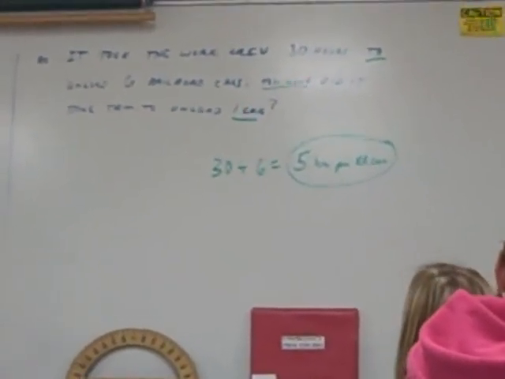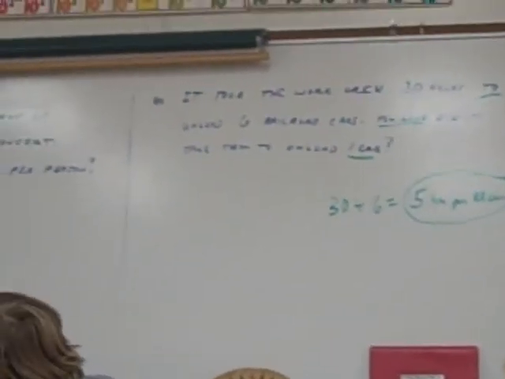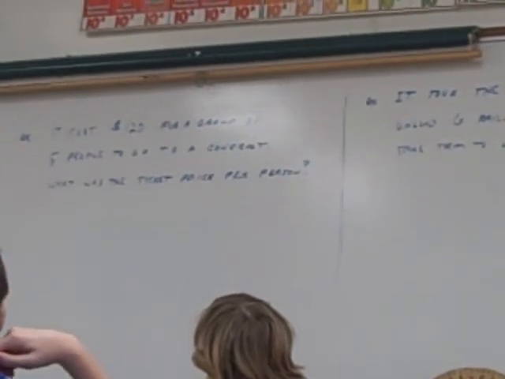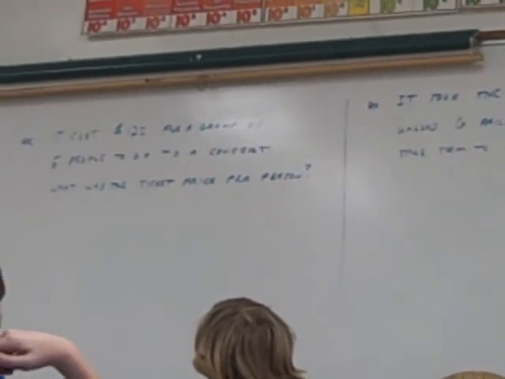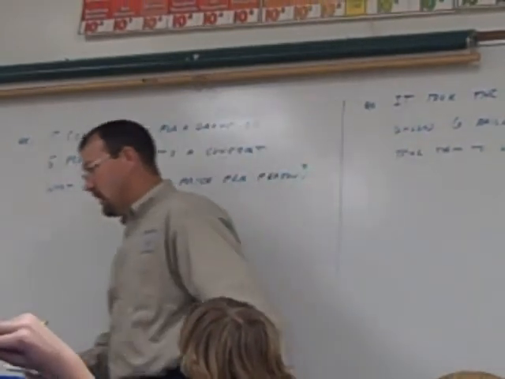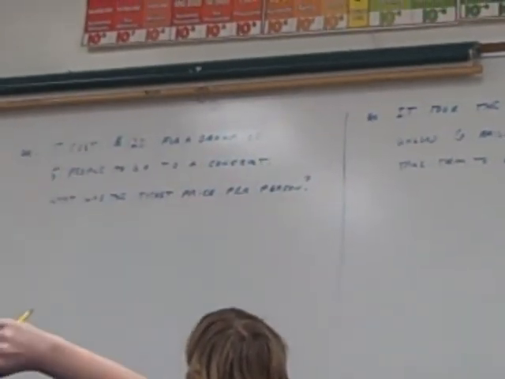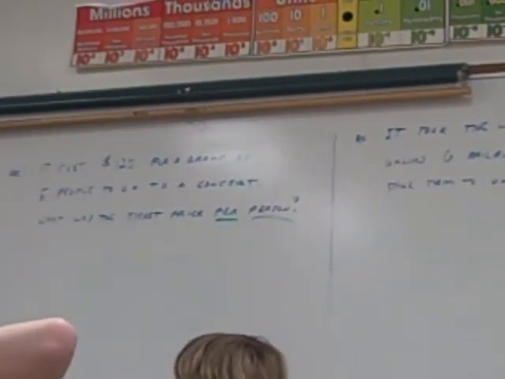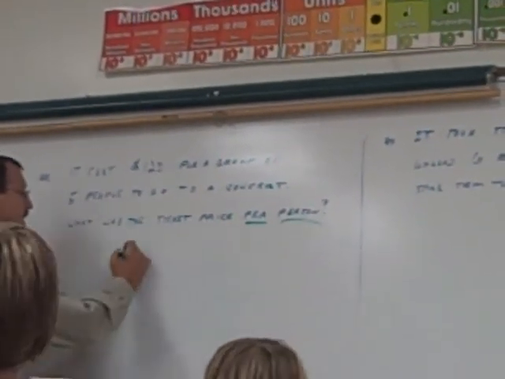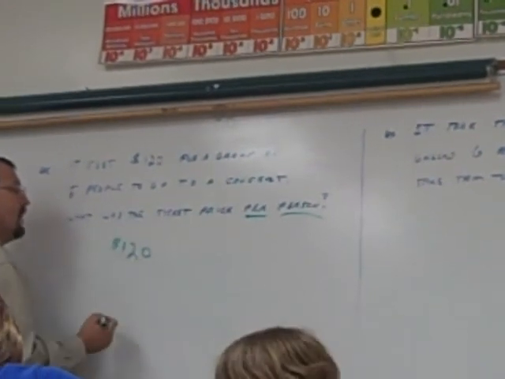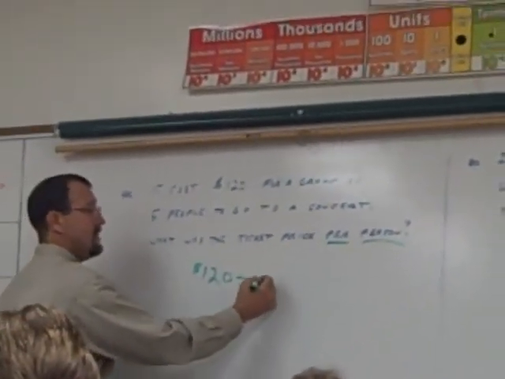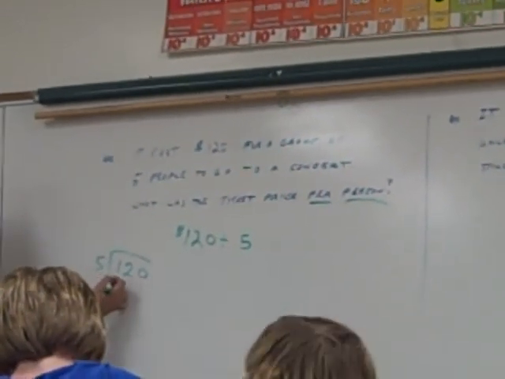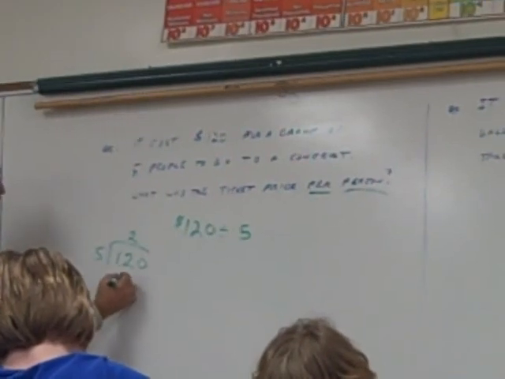All right, last one. It costs $120 for a group of 5 people to go to a concert. What is the ticket price per person? Okay. What tells you this is a unit rate problem? Per person. Well, I see the word per. Per person, meaning 1 person. So that tells me it's unit rate. Take the money and do what? Divide it by the other number, 5. Let's do it real quick. 120 divided by 5.